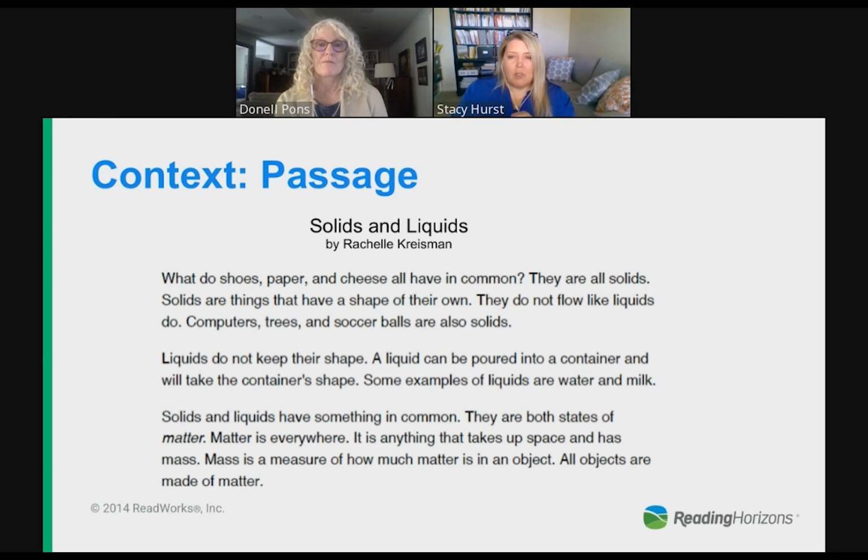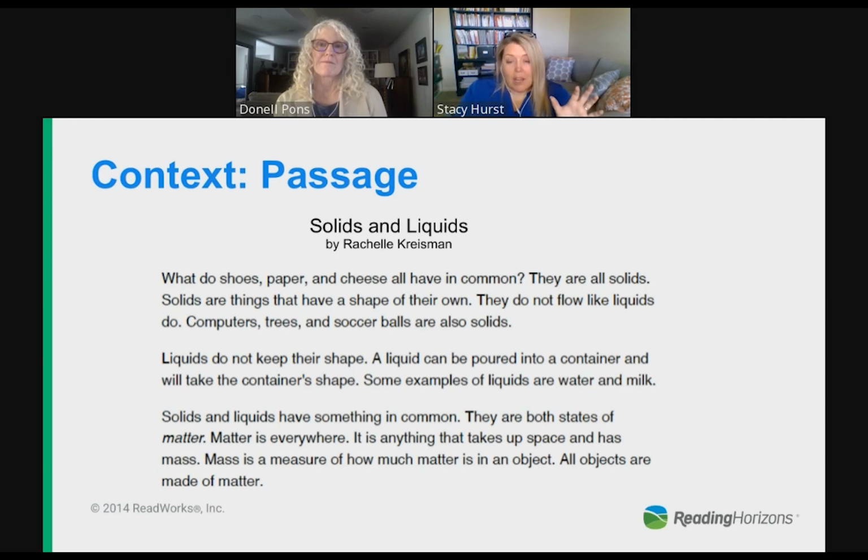So as students are reading through this, we can learn specifically in that 3rd paragraph, solids and liquids have something in common. They are both states of matter. Matter is everywhere. It is anything that takes up space and has mass. Mass is probably another word we want to teach, right? Mass is a measure of how much matter is in an object. All objects are made of matter. I wanted to highlight that paragraph for a really important reason.